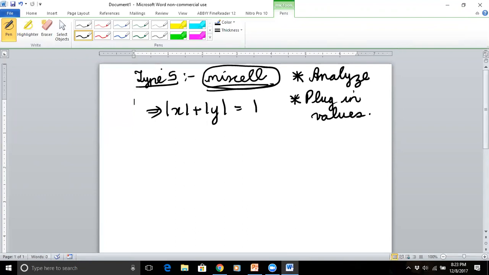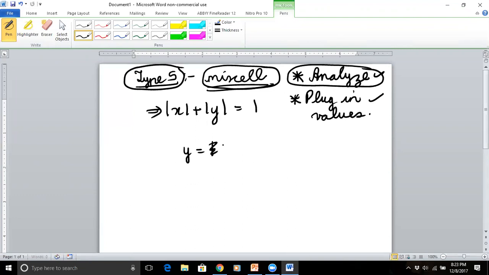Now there are two ways you can look at type 5 questions. I told you one is analyze, the other one is plugging in values. I prefer the analysis route because it makes things way simpler. Now, how do you use the analysis route? Suppose I give you y is equal to, say, mod of x plus 2. Now, obviously, most of y'all will say this falls under type 1. So I can split open the mod.